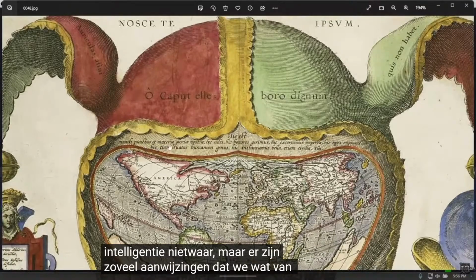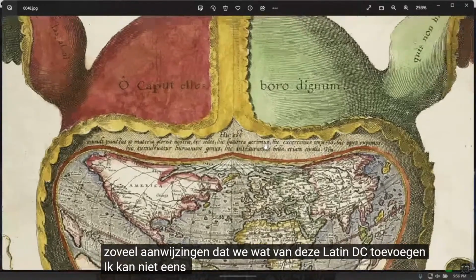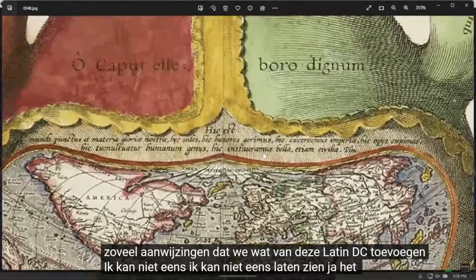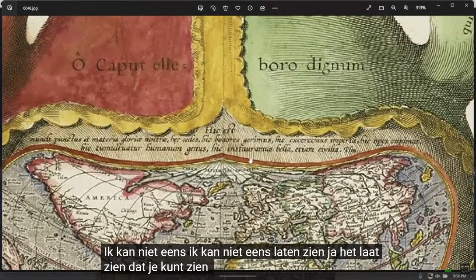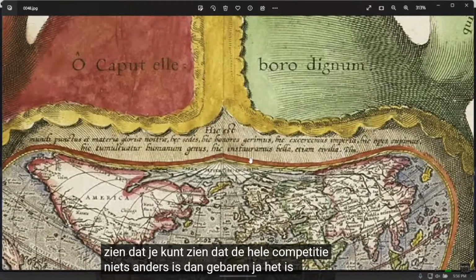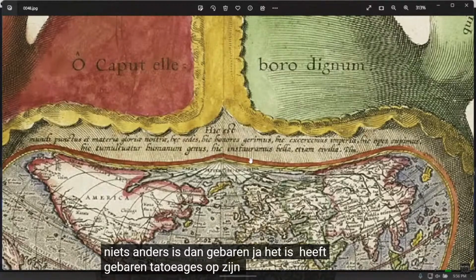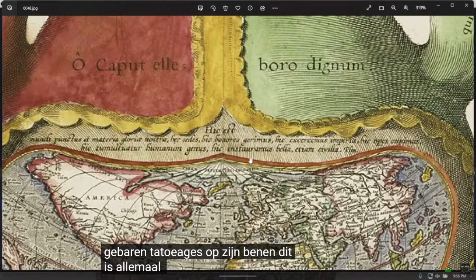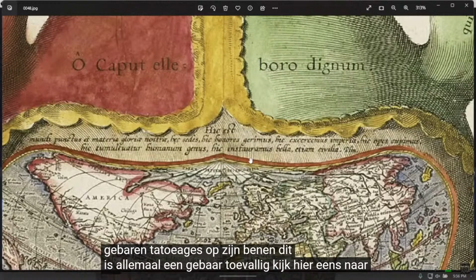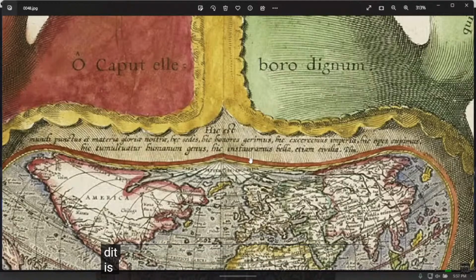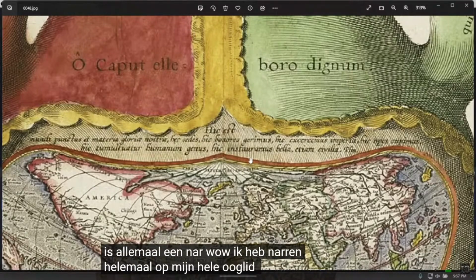We had some of this Latin deceit. I can't even show. Yeah, it's coming up. Here. It's showing. You can see it. My whole leg is nothing but jesters. Yeah, he's got jesters tattooed on his legs. My whole leg. All this is a jester. Look at this. Coincidentally. Look at this. All this is a jester. Whoa. I got jesters all the way up my whole leg right here.